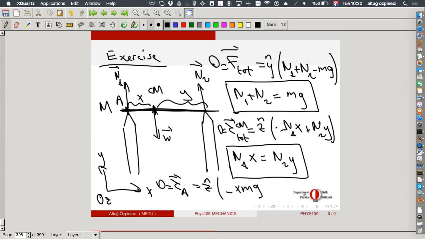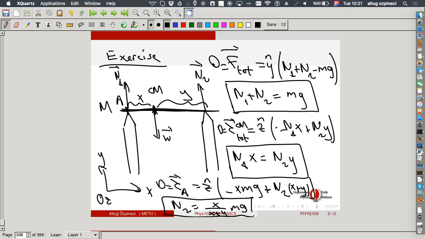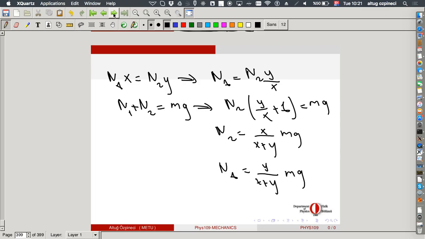Now what is the torque created by N2? This is the position at which the force is acting. This is the direction of the force. So it's in the plus z direction. Plus N2 times x plus y. And this should be 0. Now if this is 0, this tells me that N2 should be equal to x over x plus y times mg. Just as we had found beforehand.